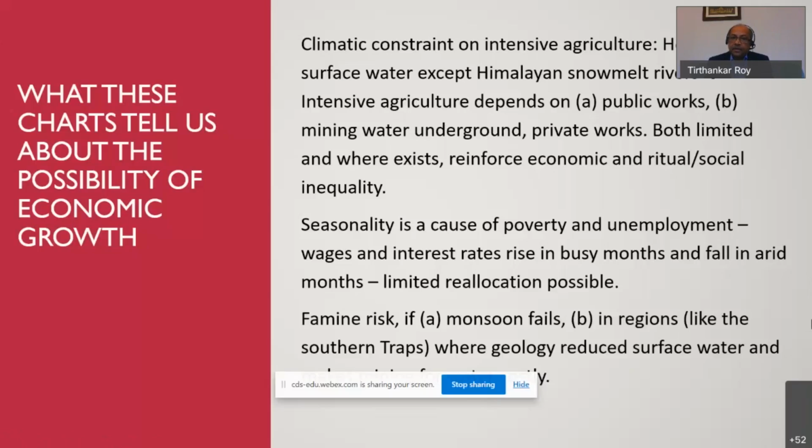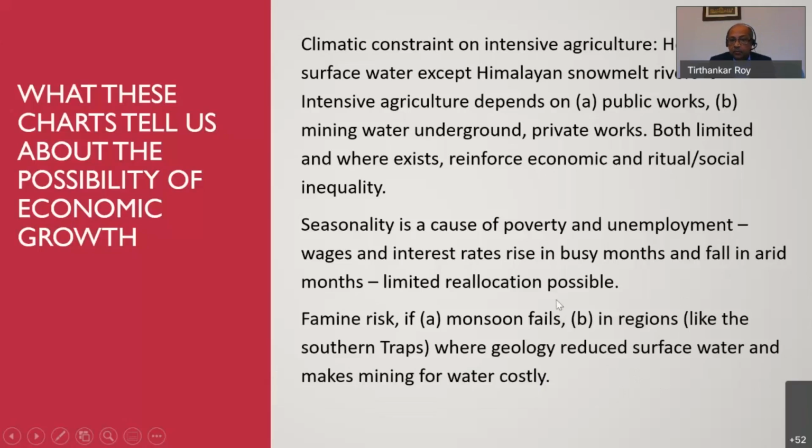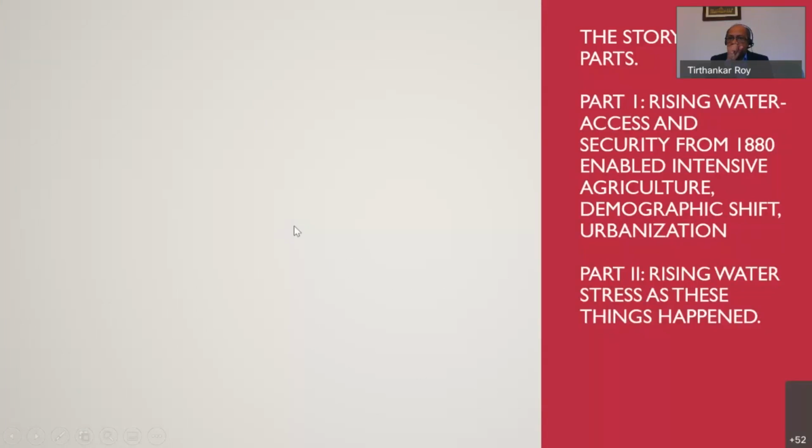If the monsoon fails, in regions like the southern Deccan Traps, where geology reduced surface water and made mining water costly. I'll come back to that point in a moment. So with that kind of background, the historical narrative that I'm developing here has two parts. One part says that rising water access and security from 1880 onward, roughly, enabled intensive agriculture, demographic shift, and urbanization. Not everywhere, because the problem was everywhere, but the solution wasn't available everywhere. But it did happen. The second part says that as this process unfolded, water stress rose, and I will define what that means in a moment.